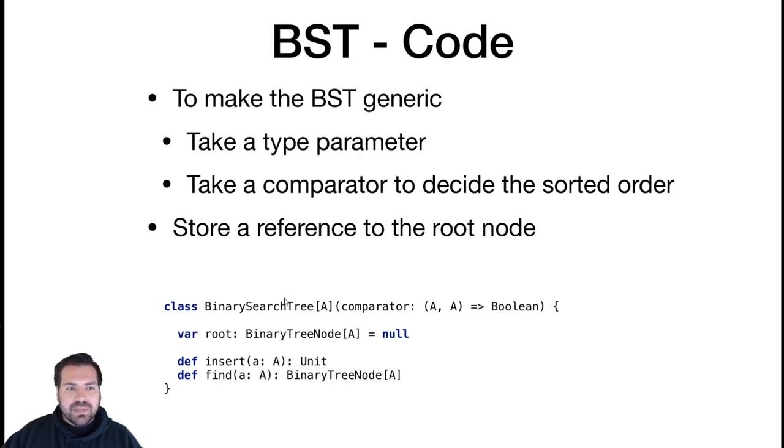That comparator is going to be the same throughout the lifetime of this tree, so all elements in this tree are going to be subject to the same comparator. And we're going to have two methods. And we're going to only store the root node, so similar to the linked list.